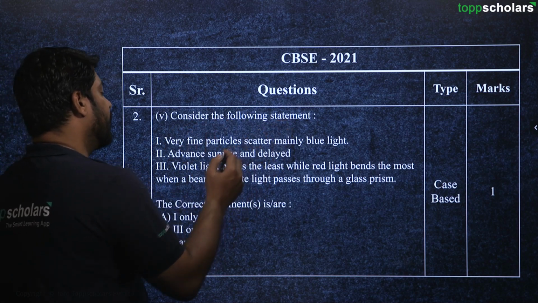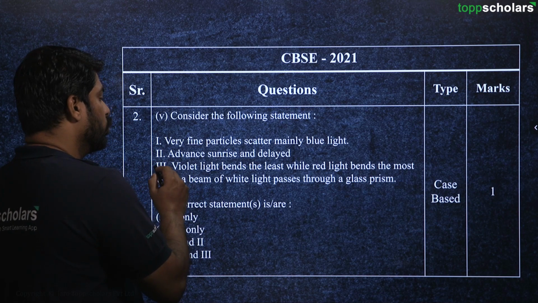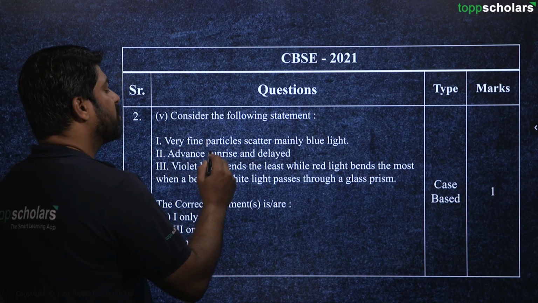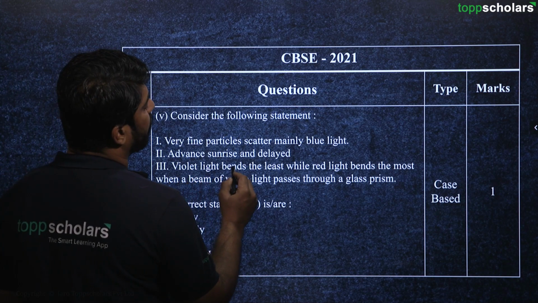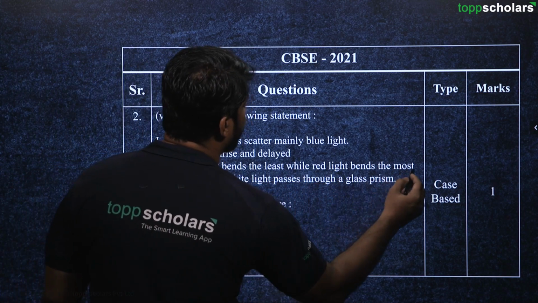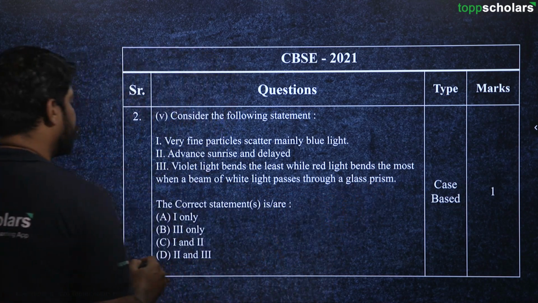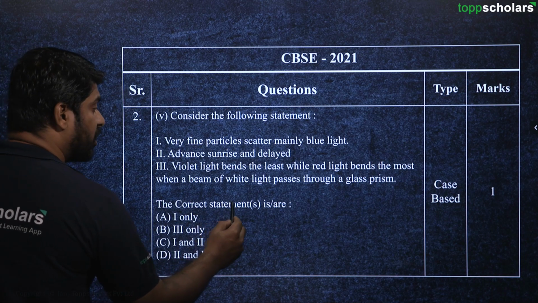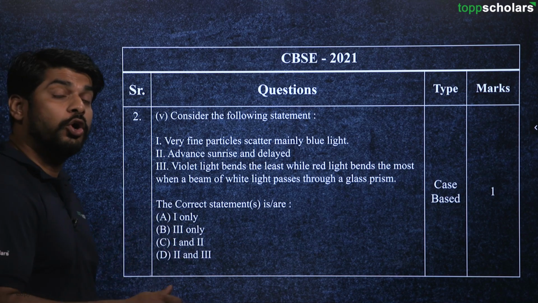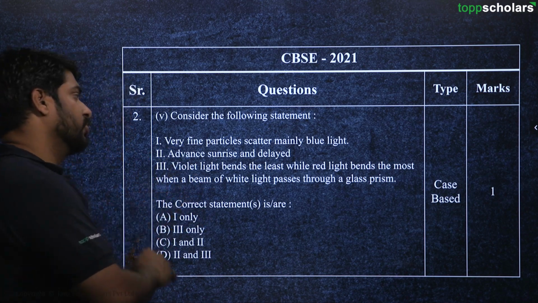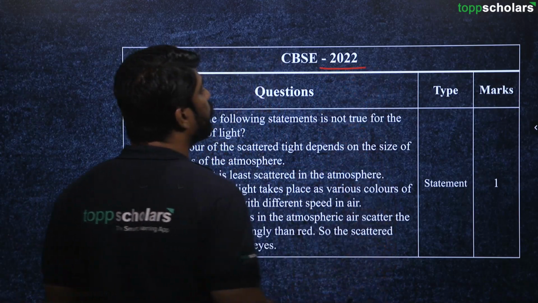Consider the following statements. Very fine particles scatter mainly blue light, then advanced sunrise and delayed sunset. Then, violet light bends the least while red light bends the most when a beam of white light passes through a glass prism. Okay, so the correct statement is or are what? So we have to find out which of these are the correct options. Okay, now we are moving to the year 2022.